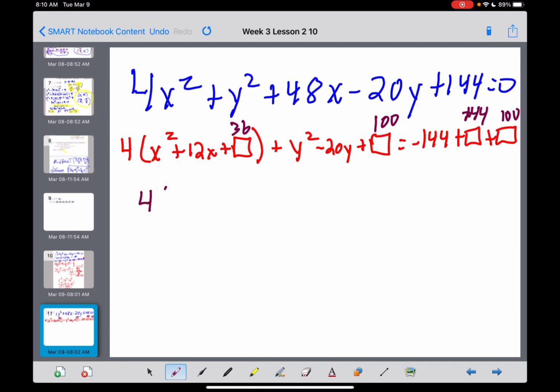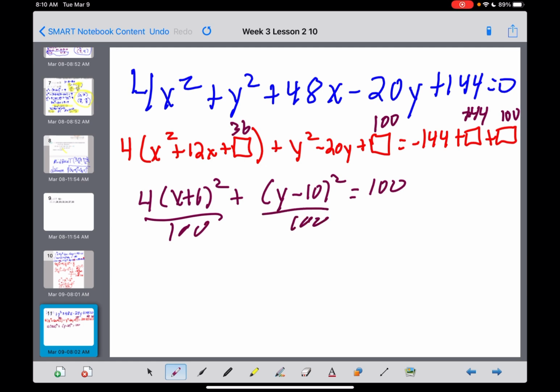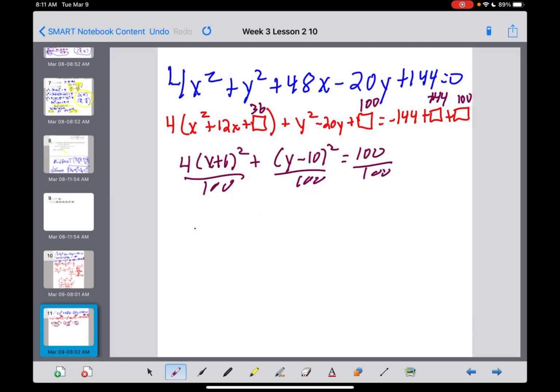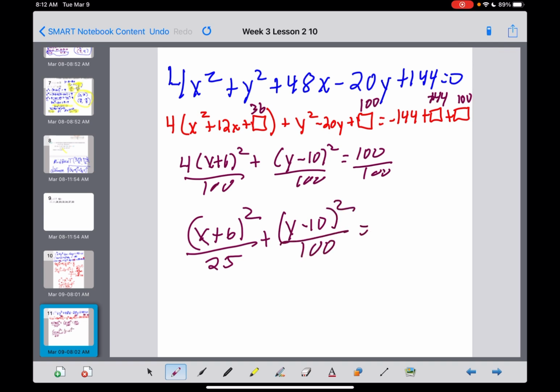So we get 4 times x plus 6 squared plus y minus 10 squared equals 100. Divide by 100 because it has to equal 1. So this gives us x plus 6 squared over 25 plus y minus 10 squared over 100 equals 1. So our center is at negative 6, 10.